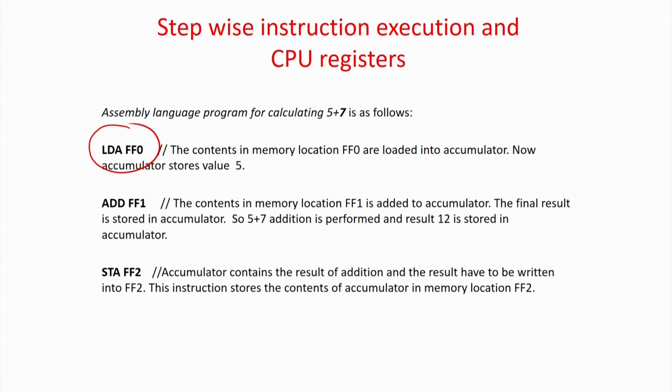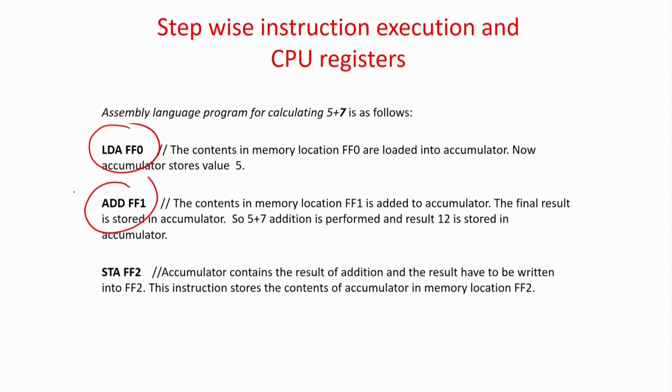So the first one is LDA, that is, load accumulator FF0. That means whatever value is in memory location FF0 will be loaded into the accumulator. So this is a data transfer instruction as well as a single address instruction. Single address means one of the operands is the accumulator. One thing I missed telling you: whenever you are writing code, you have to assume the instruction or machine type. In this case we are assuming that the machine type is a single address format, so one operand is de facto the accumulator.